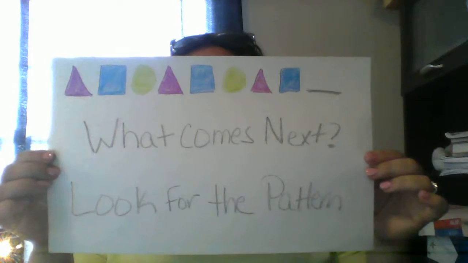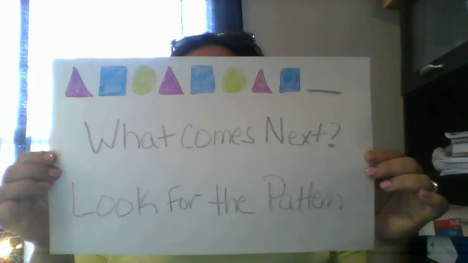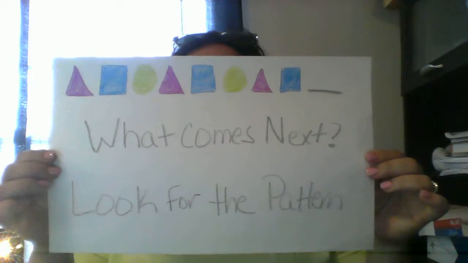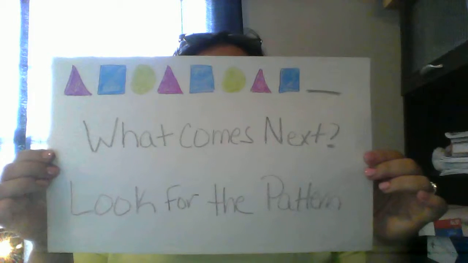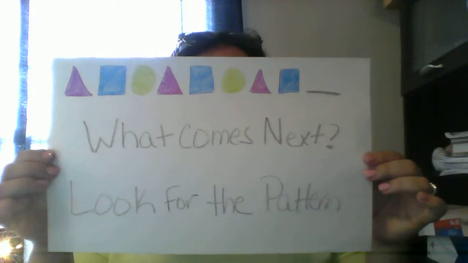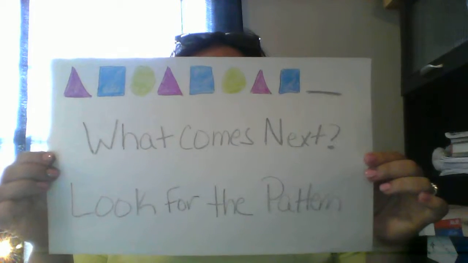Let's put those together. So if we're looking at a red triangle, a blue square, a yellow circle, a red triangle, a blue square, a yellow circle, then putting those elements together, a red triangle, a blue square, should be followed by a yellow circle. Do you see it?